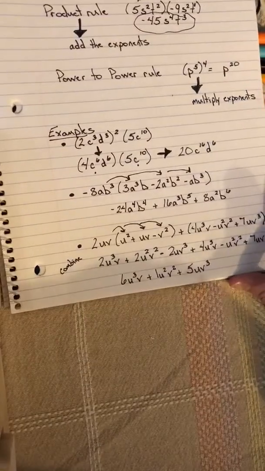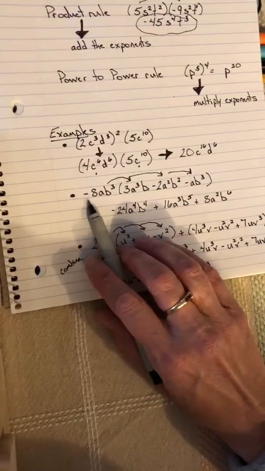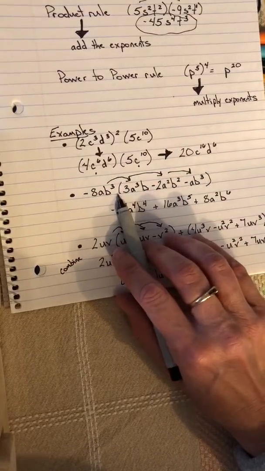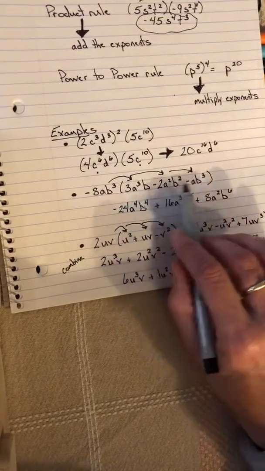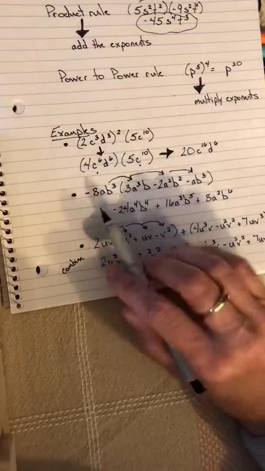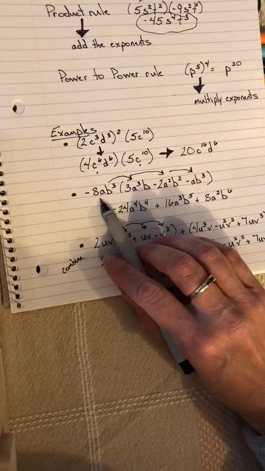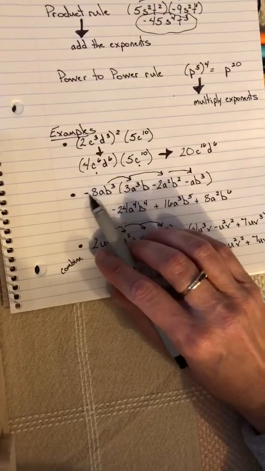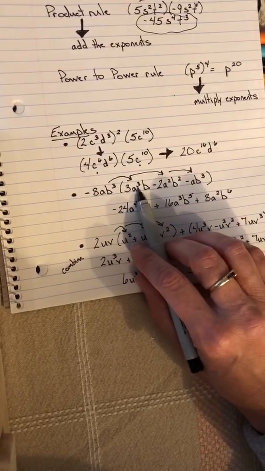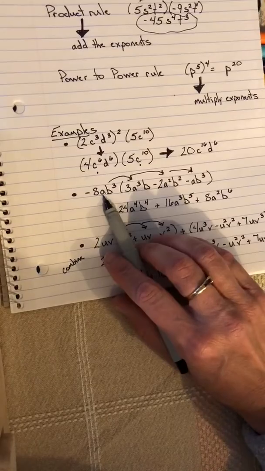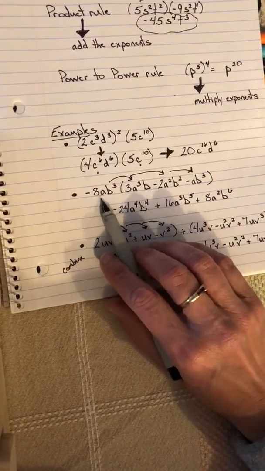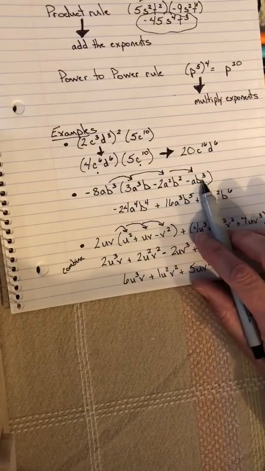Let's look at the next one. -8ab to the third, and then they have parentheses, and then they have a trinomial inside the parentheses. When this happens, this is the distributive property. So we need to take -8ab to the third times this term, then -8ab to the third times the second term, and then -8ab to the third times the third term.